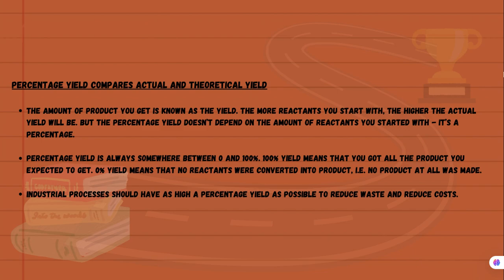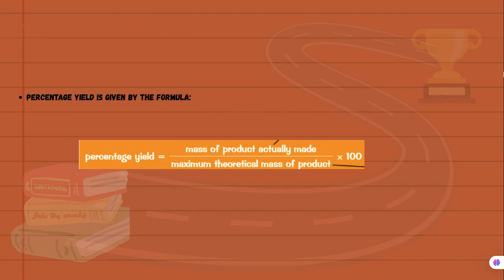100% yield means that you got all the product you expected to get. 0% yield means that no reactants were converted into product, i.e. no product at all was made. Industrial processes should have as high a percentage yield as possible to reduce waste and reduce costs. Percentage yield is given by the formula: percentage yield equals mass of product actually made divided by maximum theoretical mass of product, times 100.